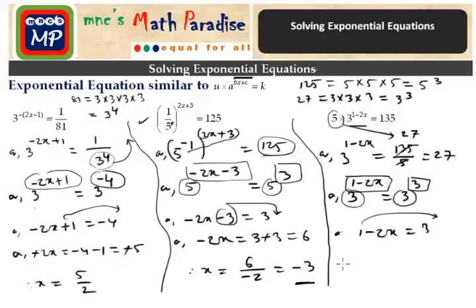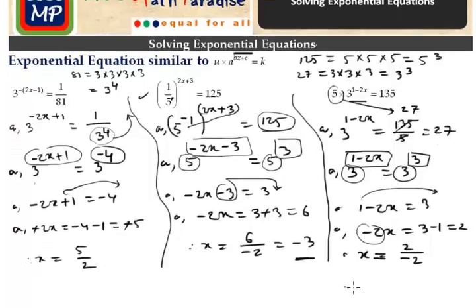If we take this 1 to the other hand side, we will get minus 2x equals 3 minus 1, that is 2, so x will be 2 divided by minus 2. Therefore x equals 2 over minus 2, and the 2s will cancel, leaving minus 1. So the solution of this exponential equation is x equals minus 1.